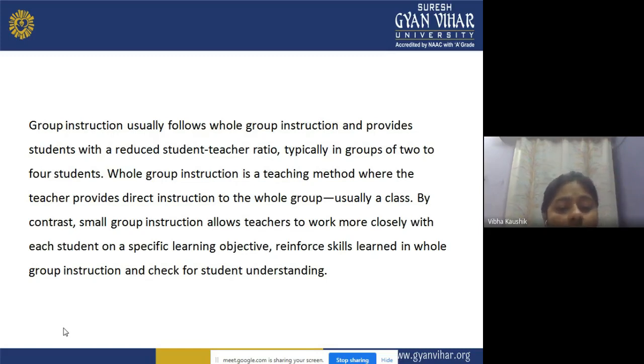By contrast, small group instruction allows the teacher to work more closely with each student on specific learning objectives. Now what they are saying is, when we construct a group having learners from 2 to 4, then the teacher can focus on specific learning objectives, and the teacher is focusing on each and every individual. Reinforce skills learned: how can the learner be reinforced in whole group instruction? And check for students' understanding, how much they have learned.